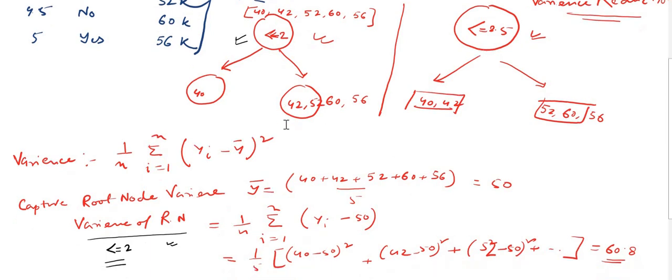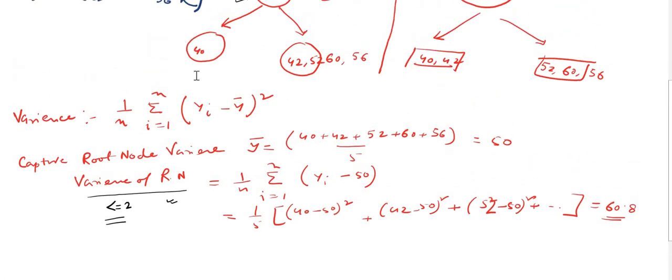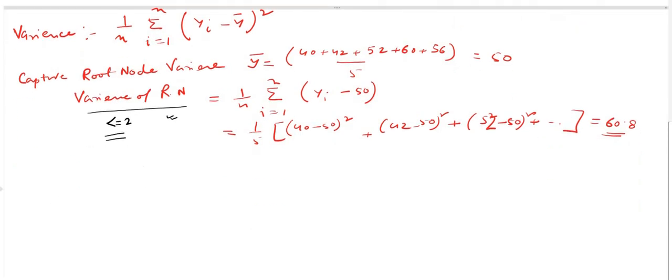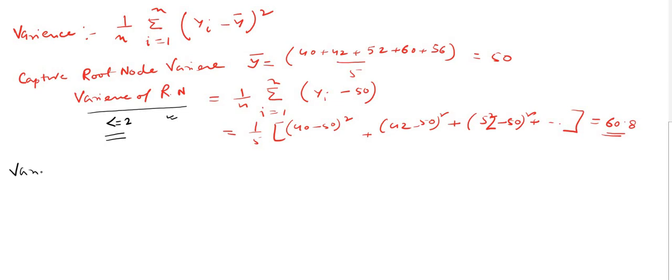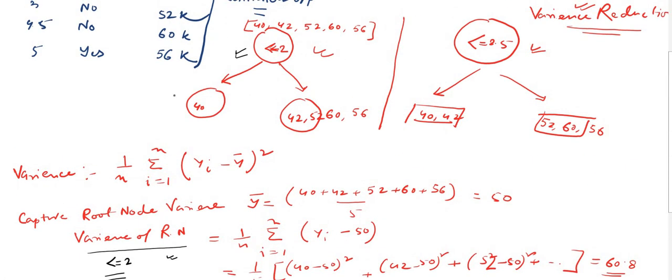Okay, now what we have to do, we have to do the same calculation for the variance of the child. In this case these two are the children, so we have to calculate the variance of the child. Let's consider this is my c1 and this is my c2, so that you can understand, and that's basically my root node.